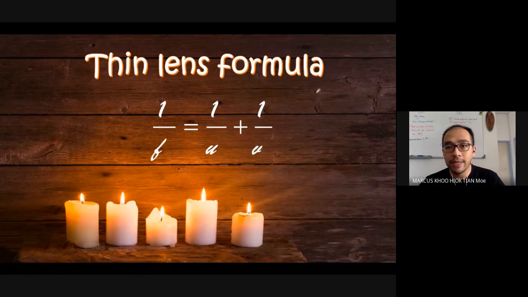f is the focal length. Focal length. u, as I said before, is the object distance.